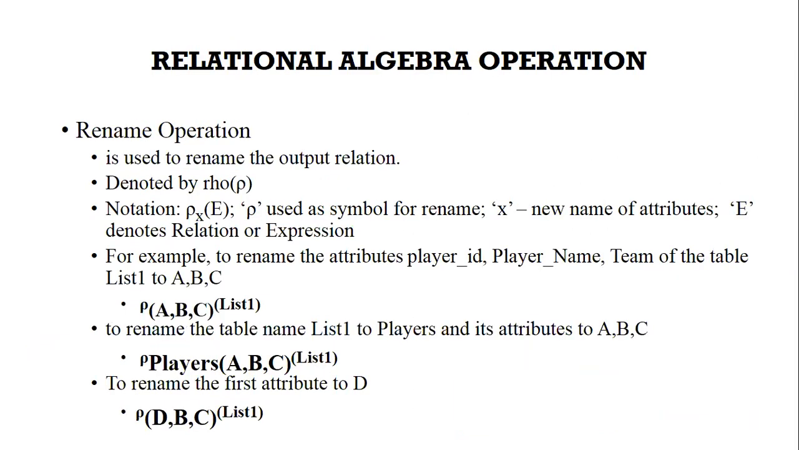The next thing is the rename operation. In order to perform the rename operation, we will use the notation rho. For example, if you want to rename the attributes player ID, player name, and team of the table list 1 to A, B, C, it will be written as rho of A, B, C of list 1. So it will replace the player ID, player name, and team of the table list 1 with A, B, C.